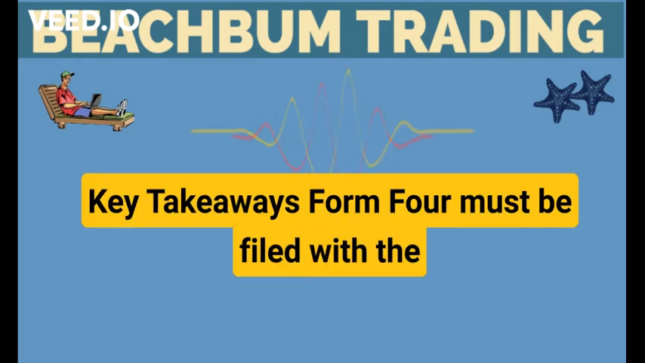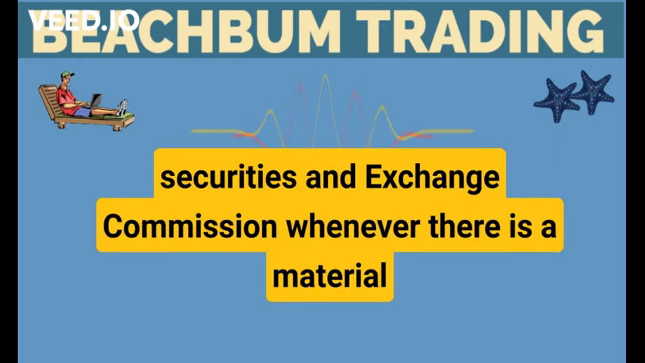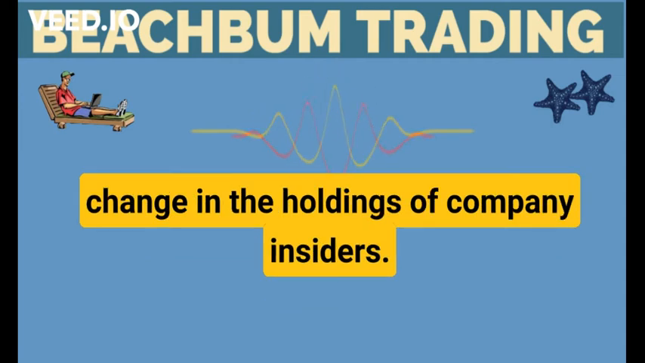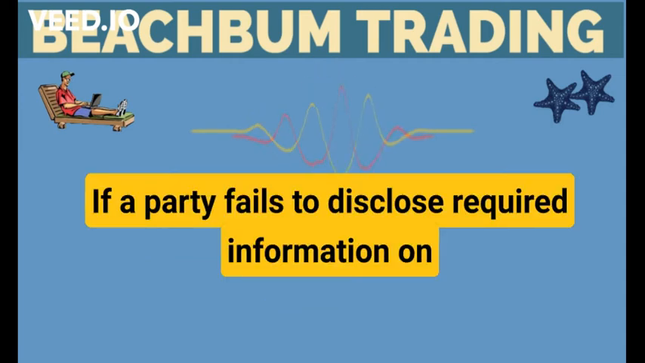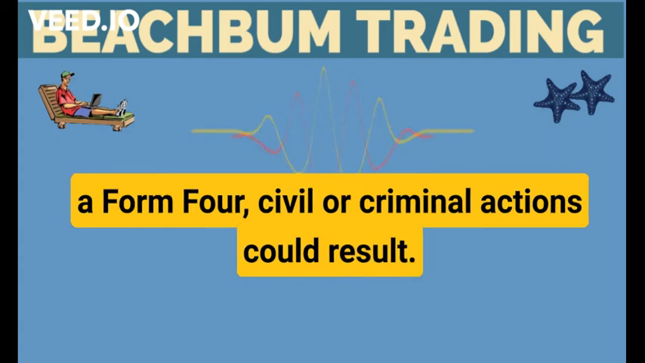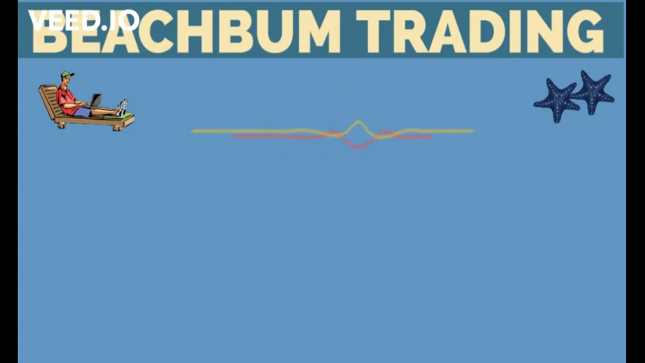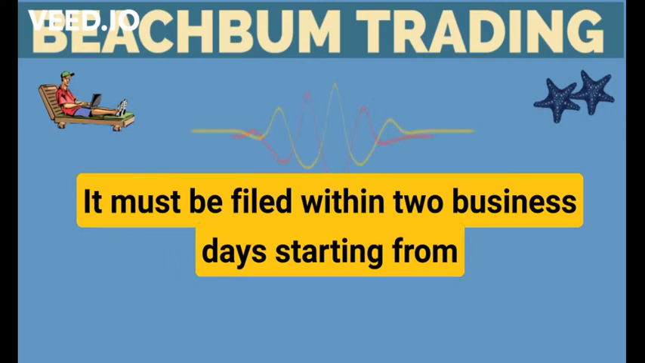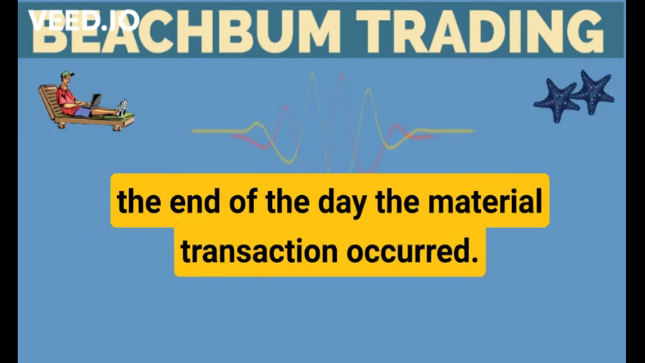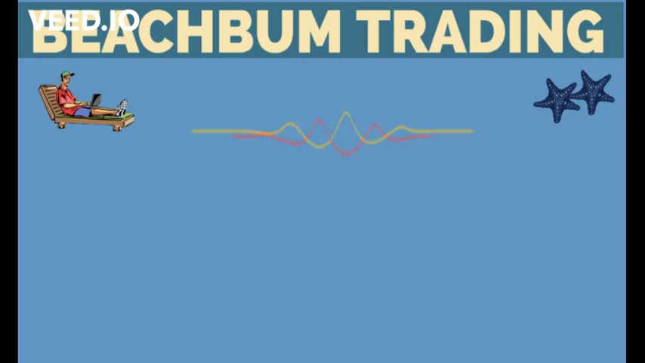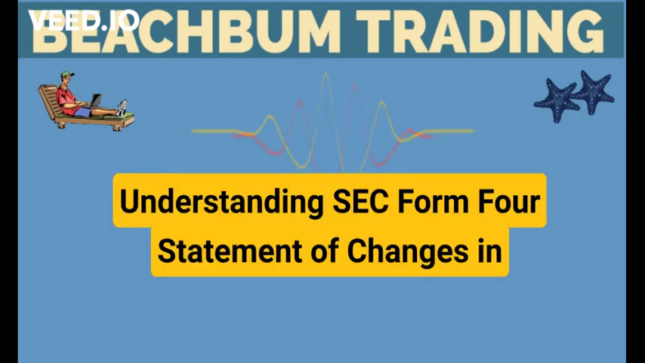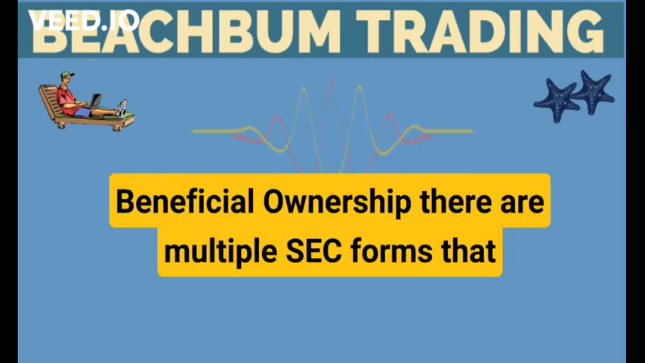Key takeaways. Form 4 must be filed with the Securities and Exchange Commission whenever there is a material change in the holdings of company insiders. If a party fails to disclose required information on a Form 4, civil or criminal actions could result. It must be filed within 2 business days starting from the end of the day the material transaction occurred. Understanding SEC Form 4, Statement of Changes in Beneficial Ownership.